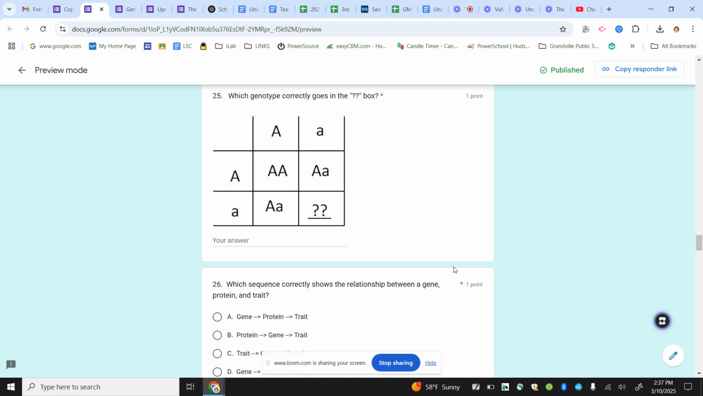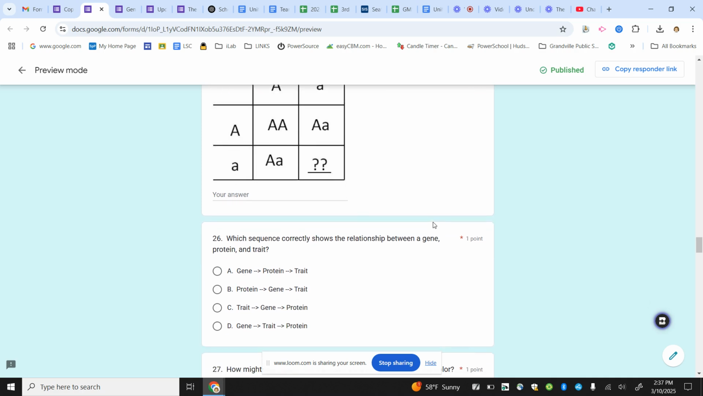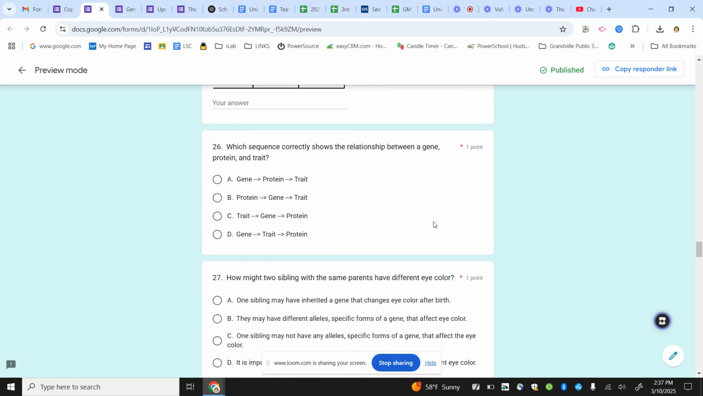Number 25, which genotype correctly goes in the question mark box? Is it going to be big A, or little a, little a? You need to type the answer there.